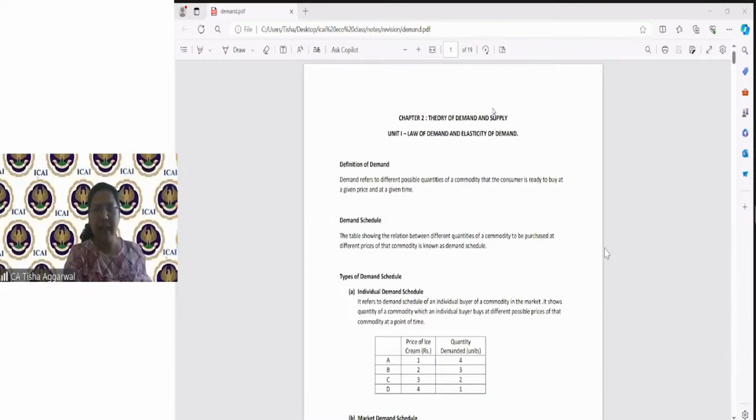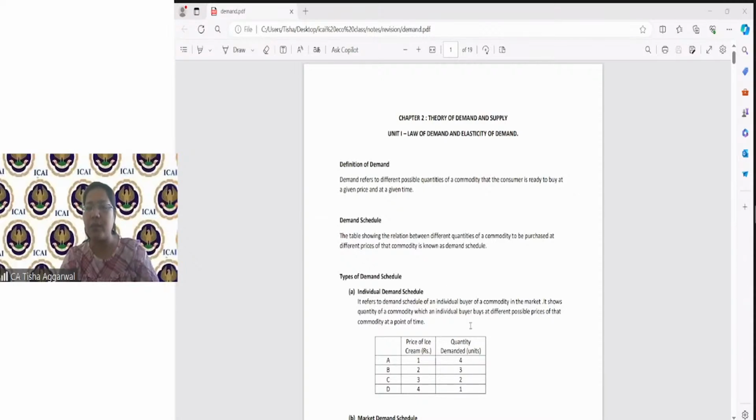And we will just start with the topic, that is the theory of demand. Herein, we will start first with the elasticity of demand. Now, whenever we talk about demand, you always remember, whenever I taught about demand, I said to understand it from the consumer's point of view, first thing.